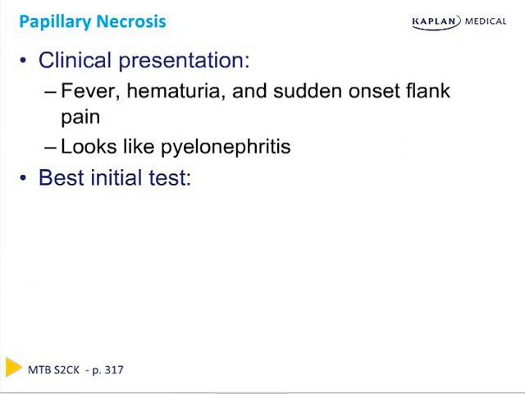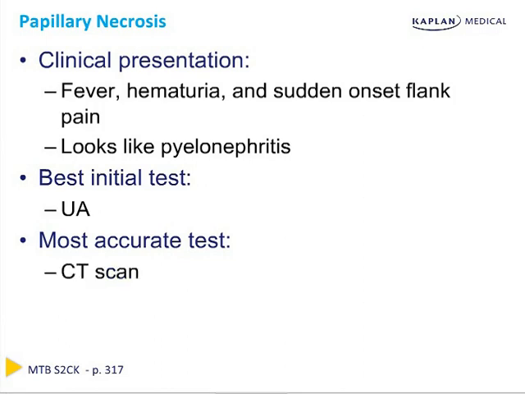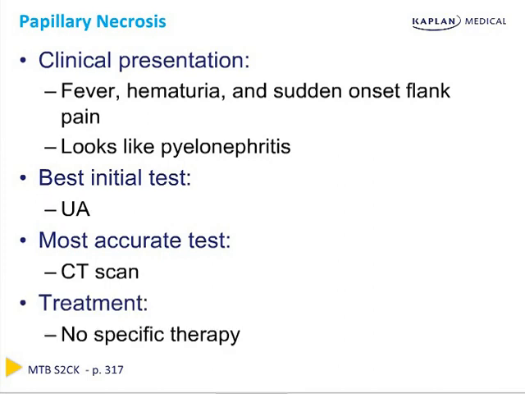The best first test is going to be a urinalysis, because in the case of papillary necrosis, the urinalysis will show red blood cells and white blood cells, possibly even necrotic tissue, but no bacteria. The most accurate test to confirm papillary necrosis is going to be a CT scan, because you can actually show the internal structure of the kidney that looks abnormal due to the loss of papillae. As far as treatment, unfortunately, there's no specific therapy, because we can't reattach a detached renal papilla.